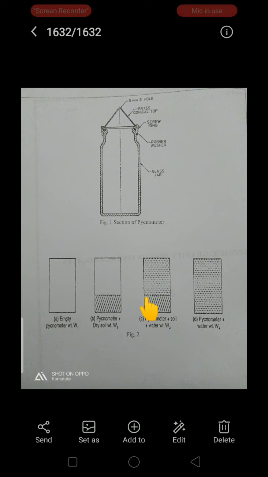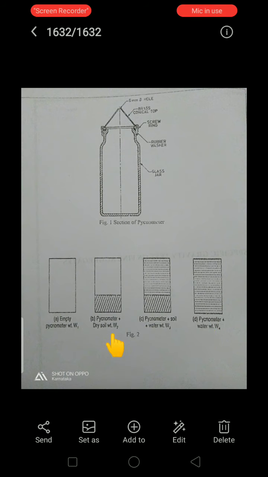Then after that we have to remove the soil and water from the pycnometer and clean it. Once it is cleaned, we add the complete water inside the pycnometer. This is the weight of pycnometer plus water. That will be our W4.